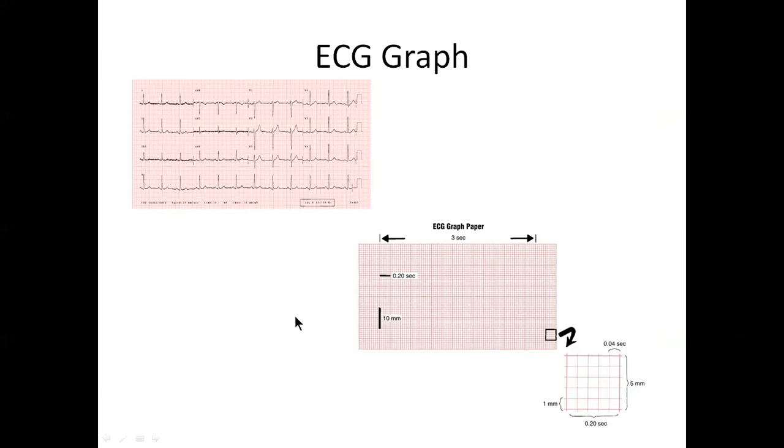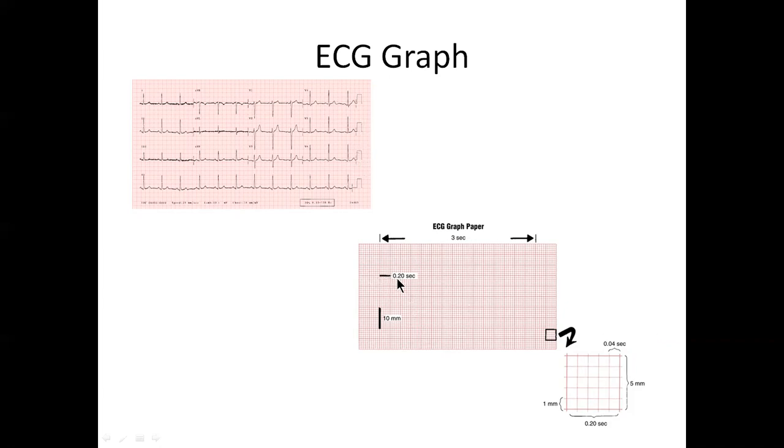Next, let's look at the ECG graph itself. The first thing you have to pay attention to is the calibration. Is it calibrated properly? So you should check on that, and usually it will be like 2 squares up.